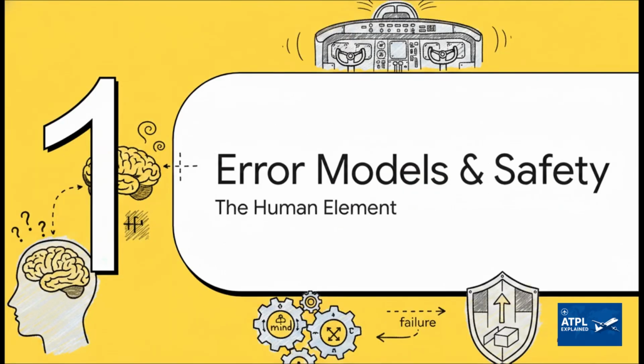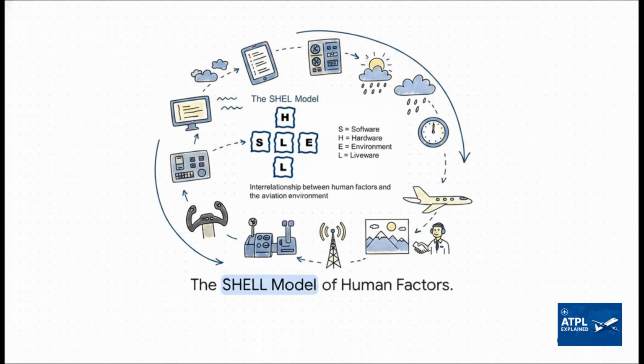Section 1. Human models and safety. The human element. Let's look at exactly how the mind works and fails under the unique pressures of flight. So, the SHELL model. This is the absolute foundation of human factors in aviation. It stands for software, hardware, environment, and liveware. Now, why does this matter in real flight? Well, because you, the pilot, are the central liveware.